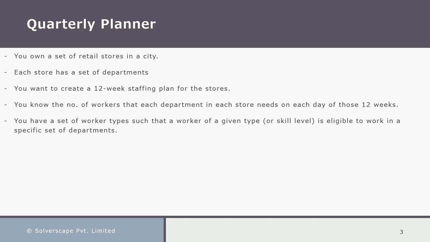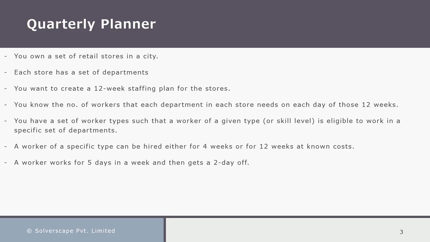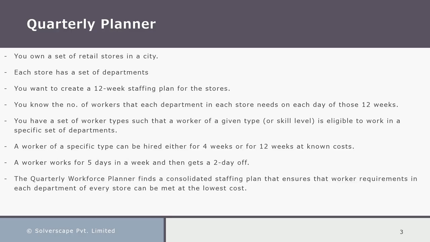You have a set of worker types such that a worker of a given type or skill level is eligible to work in a specific set of departments. A worker of a specific type can be hired either for 4 weeks or for 12 weeks at known costs. A worker works for 5 days in a week and then gets 2 days off.